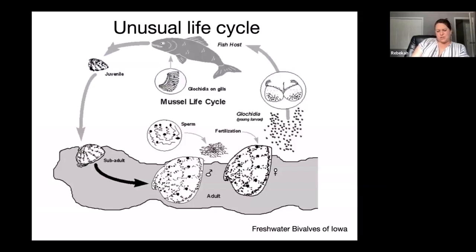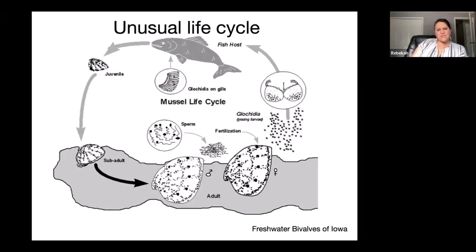These freshwater mussels are strange in a lot of different ways. They're known because of their unusual life cycle. So as adults, they are benthic filter feeders. They settle down into the muck at the bottom of the river, and they filter water through their gills, and they take algae out of the water column and digest that for their food.